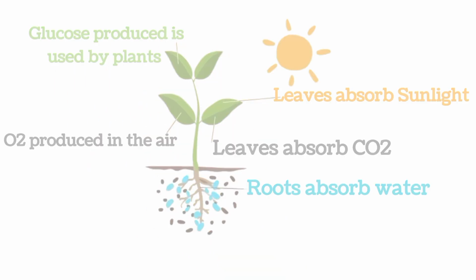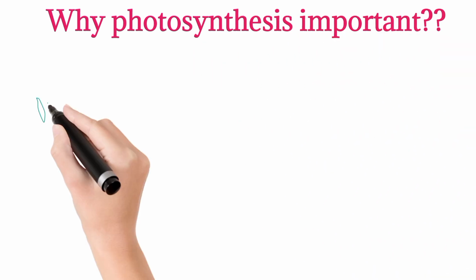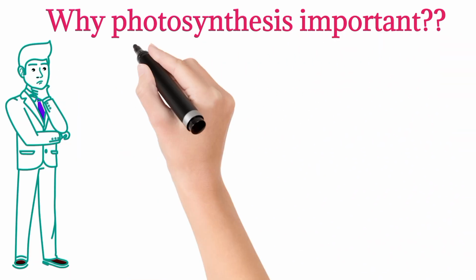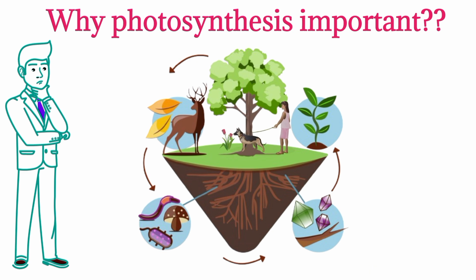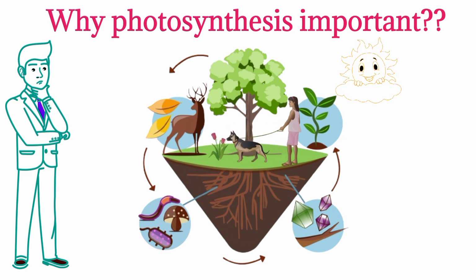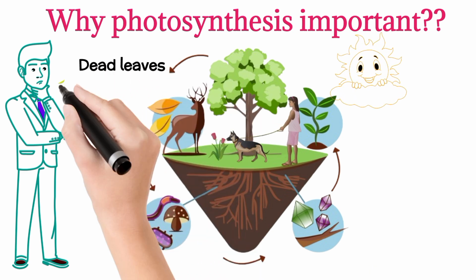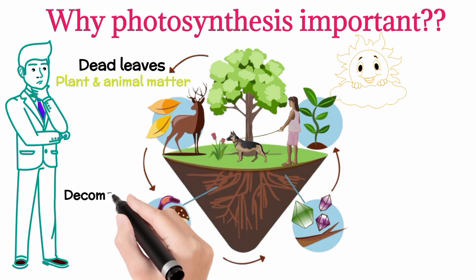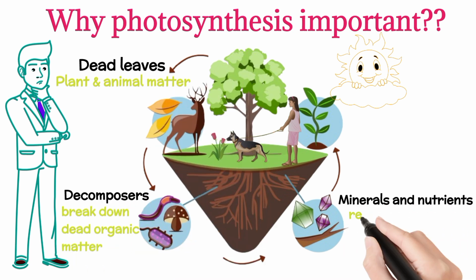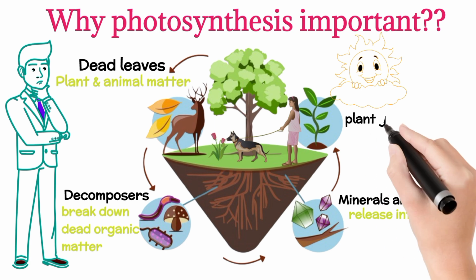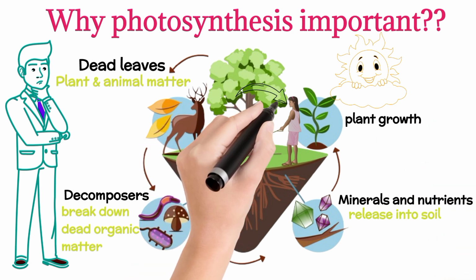Why is photosynthesis important? Photosynthesis is not just important for plants but for all life on Earth. It produces oxygen, which we need to breathe. It forms the base of the food chain, supporting animals and humans. It helps regulate the Earth's carbon cycle, maintaining a balance in the atmosphere.